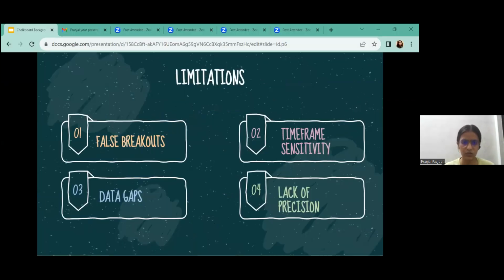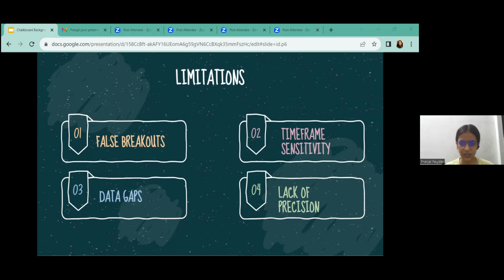So next are the limitations. There are some limitations of trend lines. First is false breakouts. Trend lines can sometimes give false breakout signals. A price may temporarily breach a trend line, but then reverse direction.